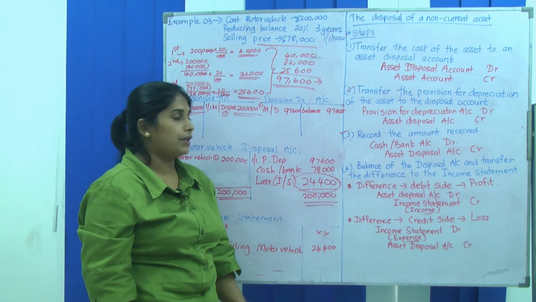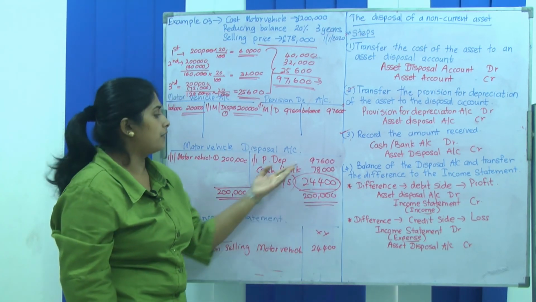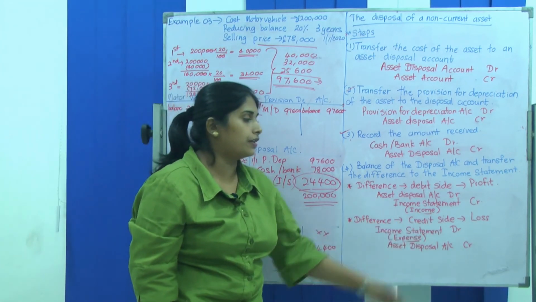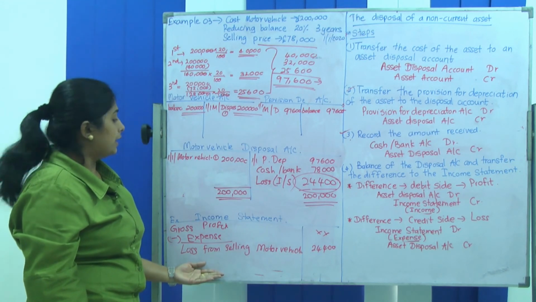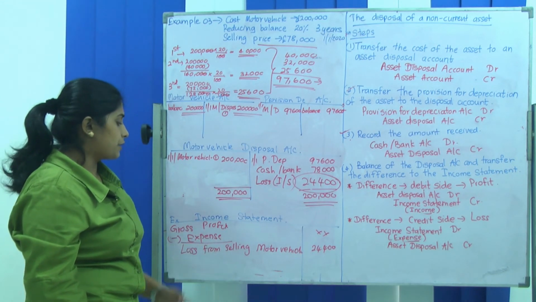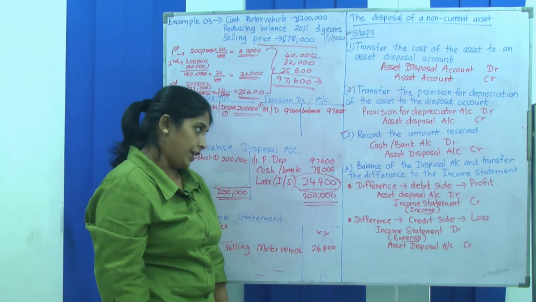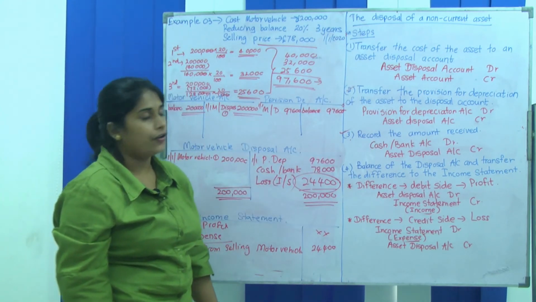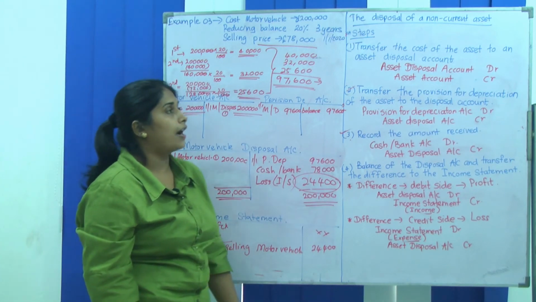Then the last step is you have to balance off. So when you balance off according to this sum, you get a difference on the credit side. So if you get a difference on the credit side, it means a loss. That means you have to show that in the income statement under expenses as loss from selling the motor vehicle. So if you memorize these 4 steps, it will be easy for you to record when there is a disposal of a non-current asset.